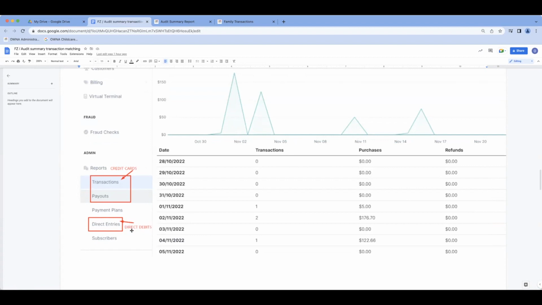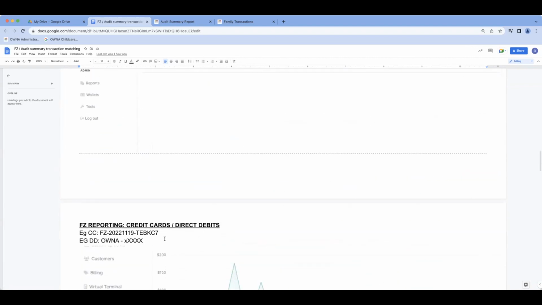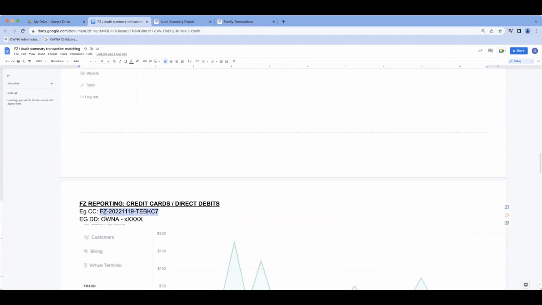So again, Fat Zebra will separate your payments. And I'm sure you've already known this by now, but all the payments from Fat Zebra will come into your account in two lots. One will be your credit card bulk payments, and then the other will be your direct debit payments. And what you'll generally see is it comes into your account looking something like this. If you've got a reference that says FZ dash, with these numbers and letters, that's your credit cards. And then you've got another one that will come in that will say OWNA dash numbers, and those are all your direct debits.